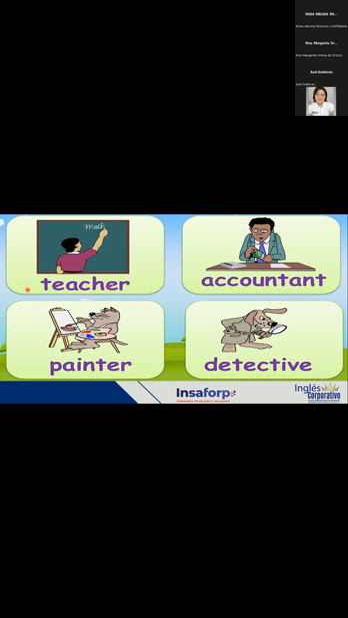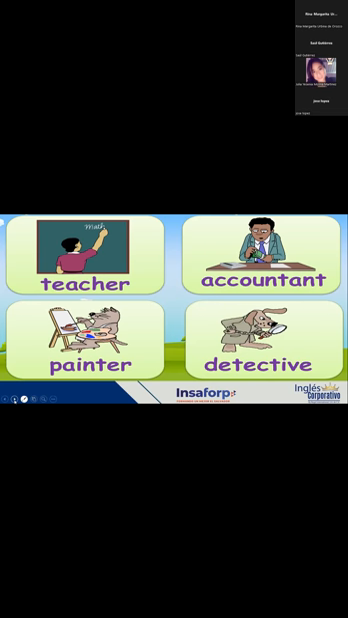We have teacher, accountant, painter, detective. Rina Margarita, make the pronunciation of the four of them right now, please. Teacher, accountant, painter, detective. Okay, thank you very much. Once again, teacher, accountant, painter, detective. Vanessa Gabriela, go ahead, please. Teacher, accountant, painter, detective. Okay, that's perfect. Thank you very much.